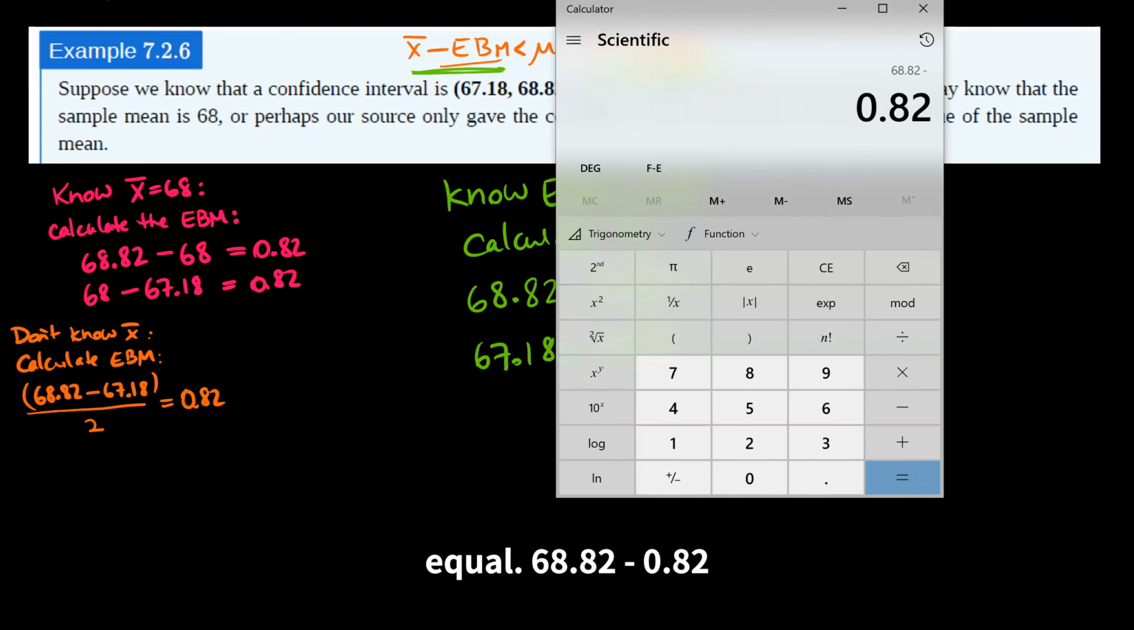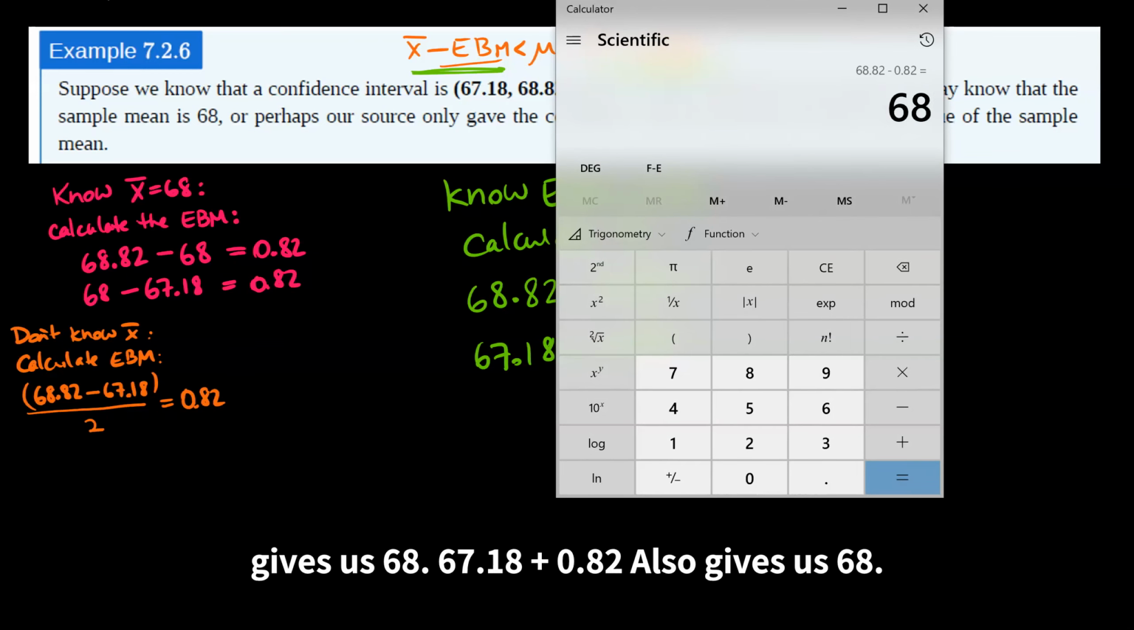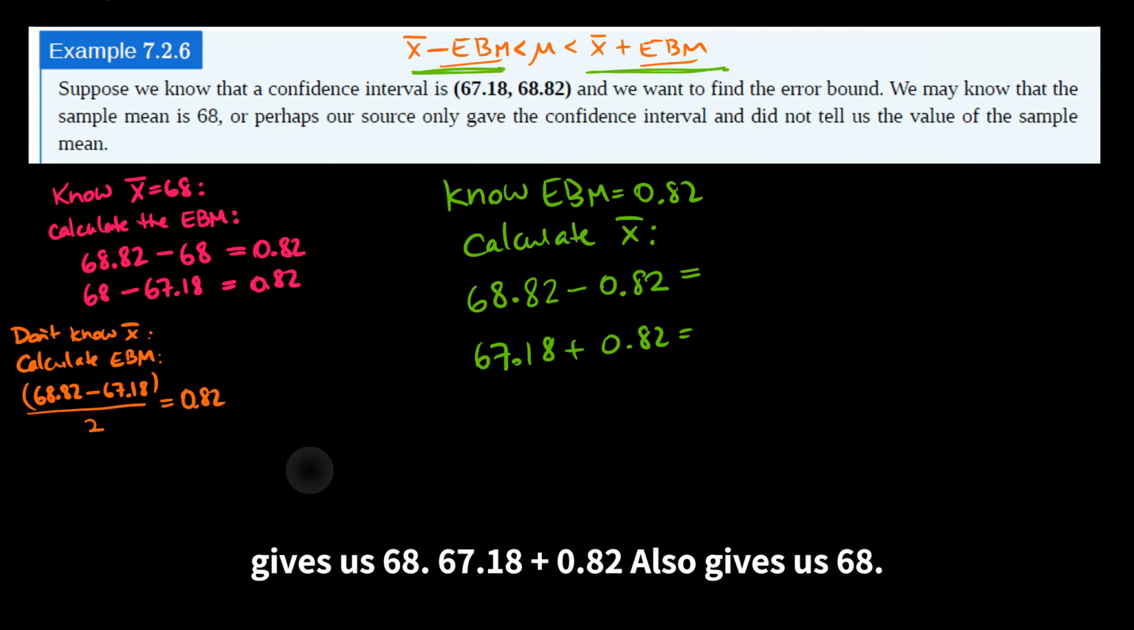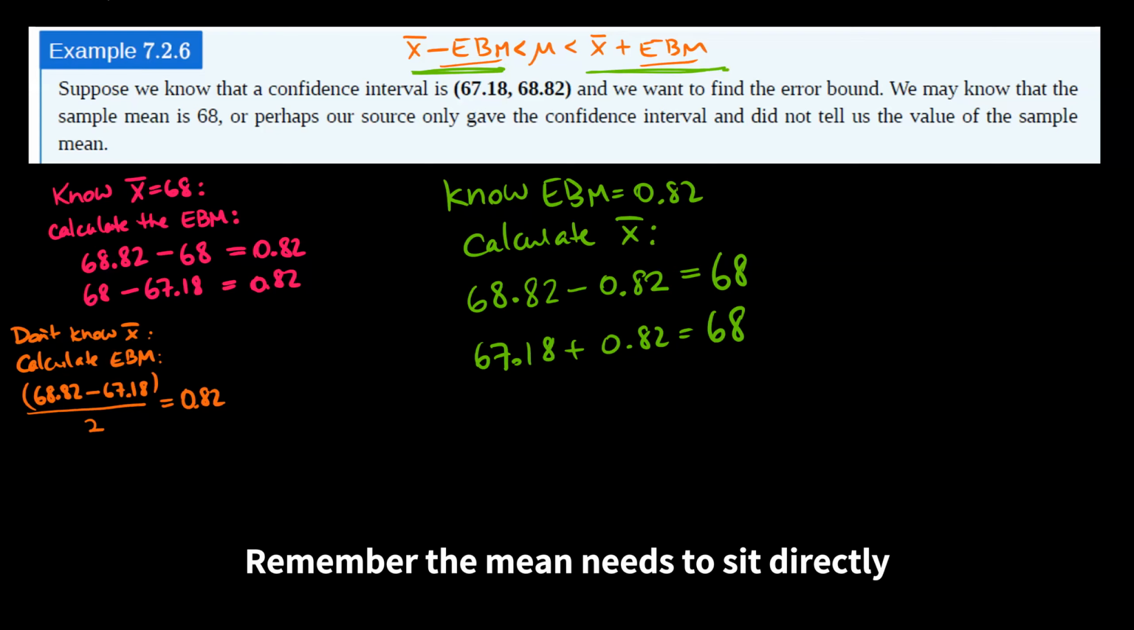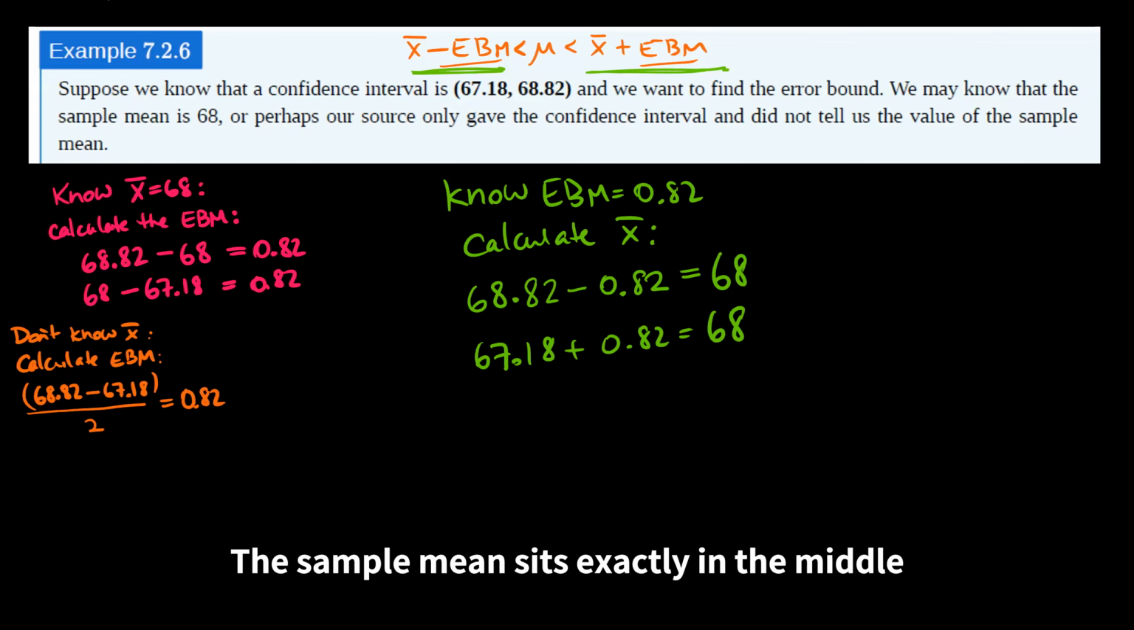68.82 minus 0.82 gives us 68. 67.18 plus 0.82 also gives us 68. So we can find that mean pretty easily, doing a simple add or subtract to our interval. Remember, the mean needs to sit directly in the middle of the two numbers that were given in our interval. The sample mean sits exactly in the middle.